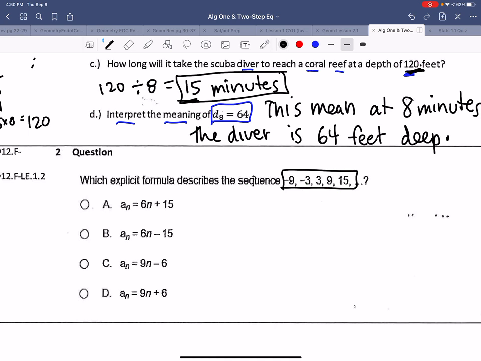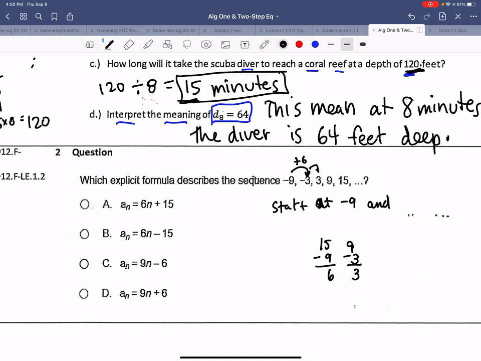So the first step in this is just to understand what's happening each time, right? So we start at -9, and what's happening each time. So we can kind of piece this together. If I go this way, 15 minus 9 is 6. If I go this way again, 9 minus 3 is 3. Yeah, so they're definitely, if I go this direction, they're adding 6 each time, adding 6, adding 6. I can check this in the calculator.